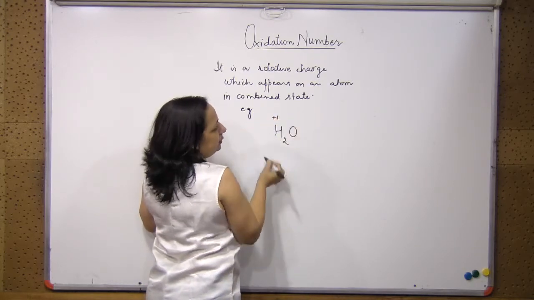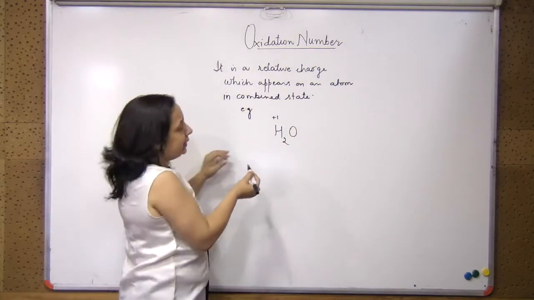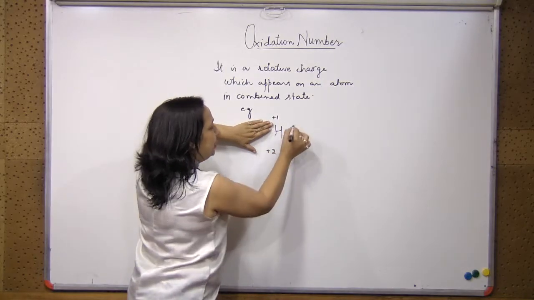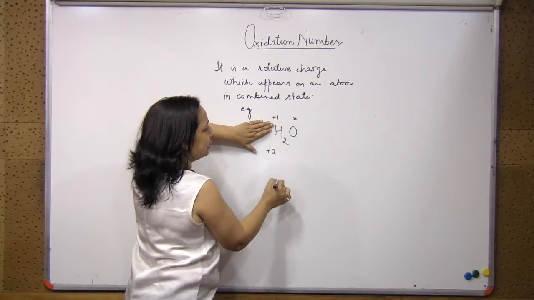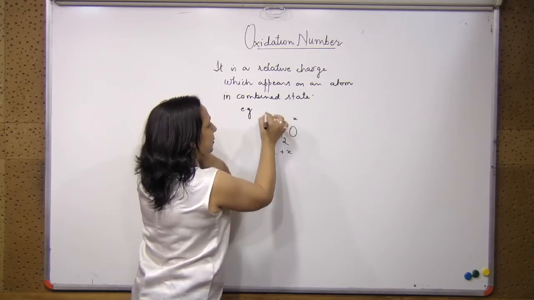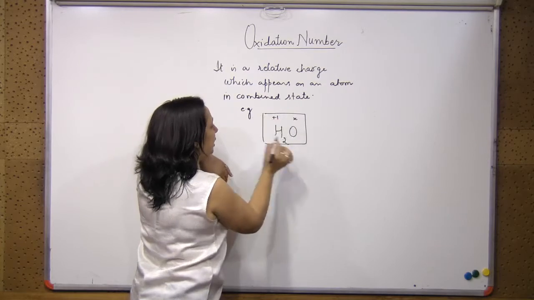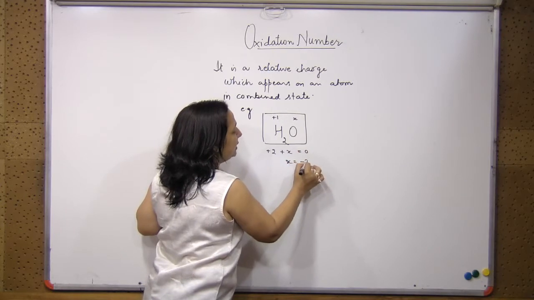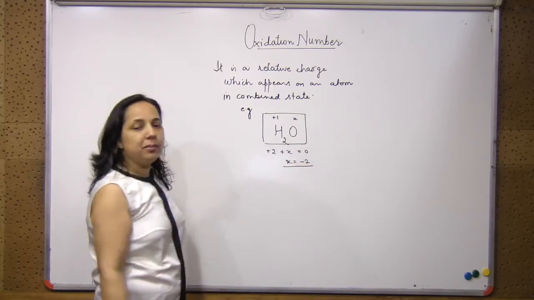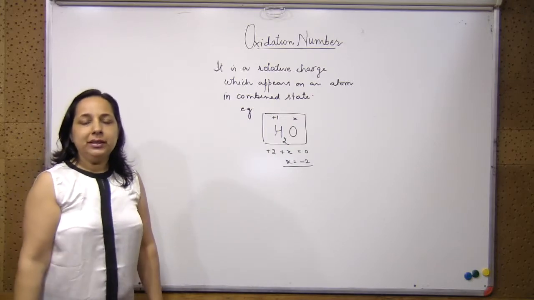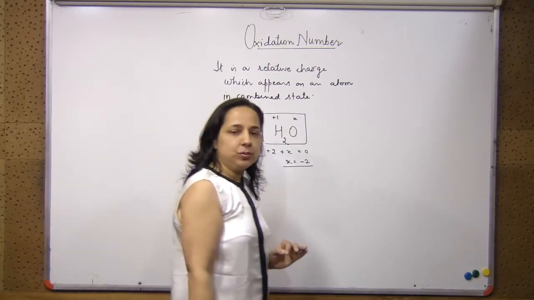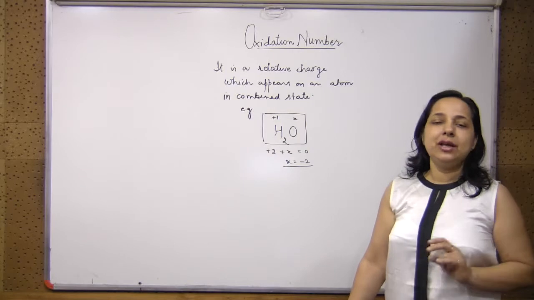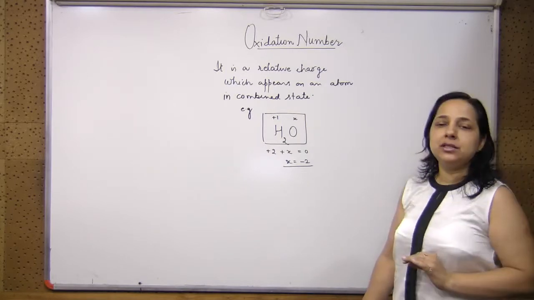hydrogen here is +1. If it is 2 hydrogen atoms, these are going to be +2 total charge, 2 positive. Oxygen, let us suppose, is X. The 2 positive plus X, and as this molecule is neutral, 2 plus X is equal to 0. X comes out to be -2. So we can see oxidation number of oxygen here is -2. That means in this compound, hydrogen is +1, 2 hydrogen atoms +2. Therefore, oxygen is -2. So we can say oxidation number of oxygen is -2.